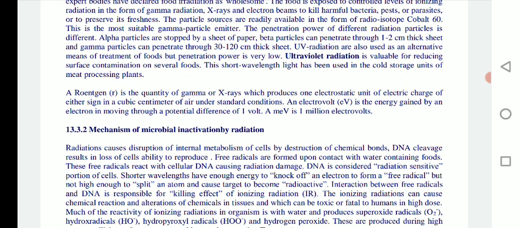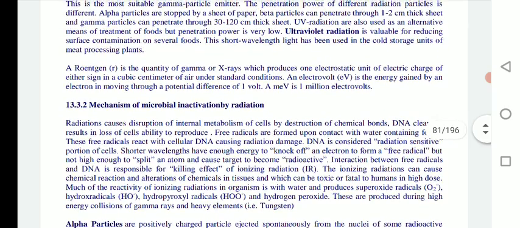So UV radiations are also used as an alternative means of treatment of foods, but the penetration power is very low as compared to other radiation. Ultraviolet radiation is valuable for reducing surface contamination of several foods, and this short wavelength light has been used in cold storage units, meat processing plants, as well as others.